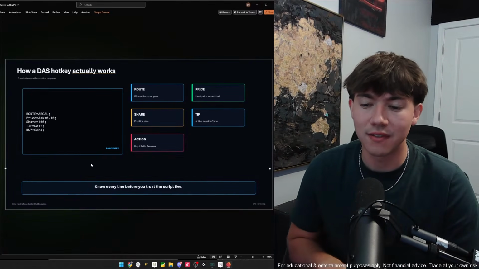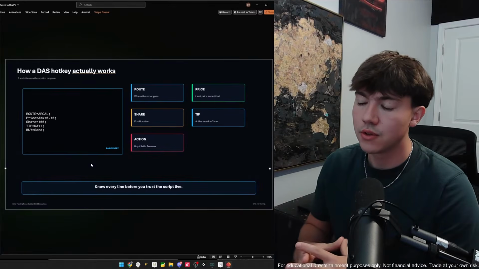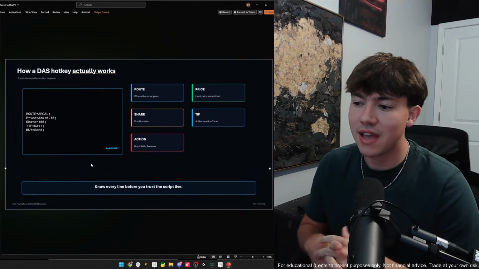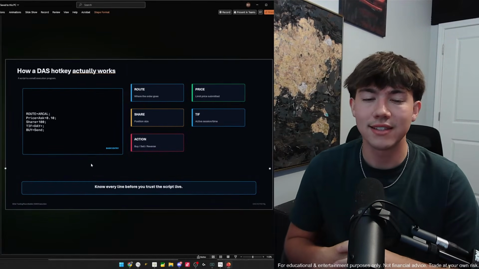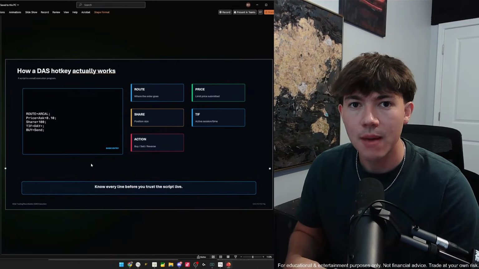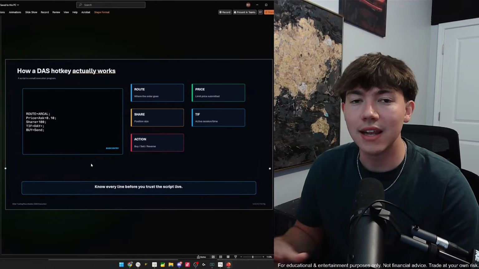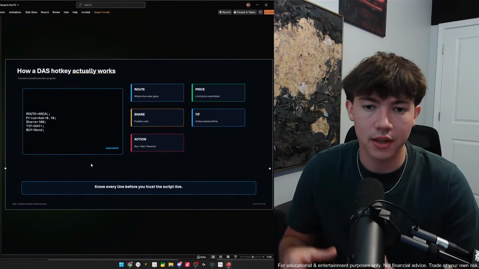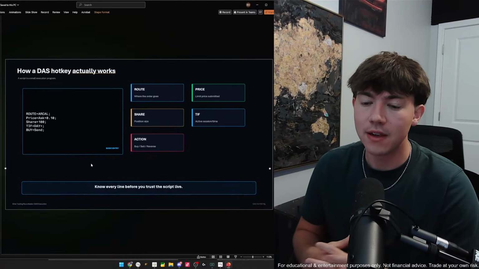The TIF, time in force, what does this mean? So there's a couple different options, but it's just an active session in time. So let's say if I only wanted to trade during regular market hours, that would be a day order. But if I wanted to trade during extended hours, I would use a day plus order. Those are super important.